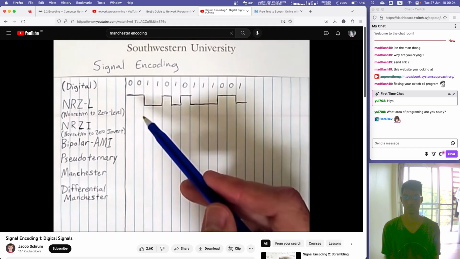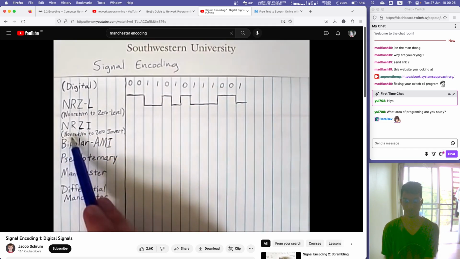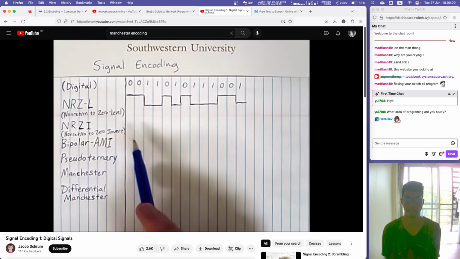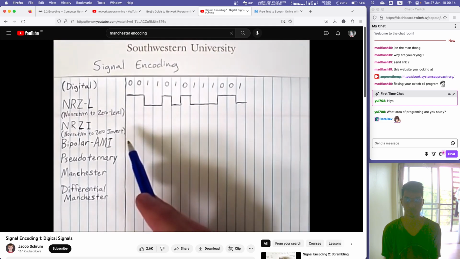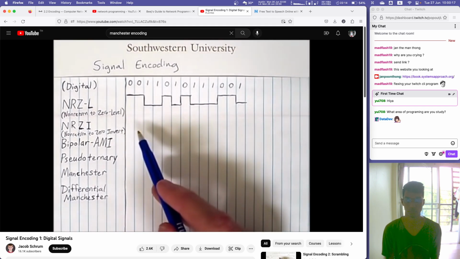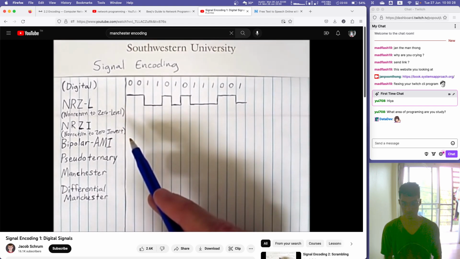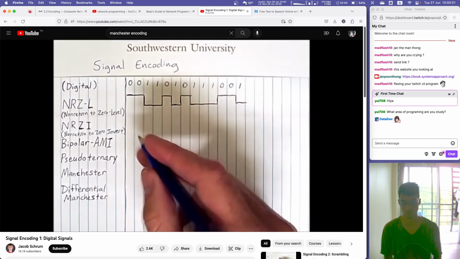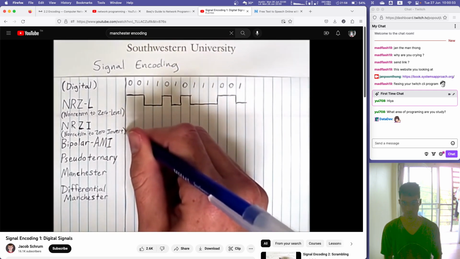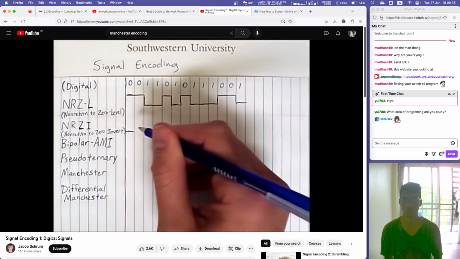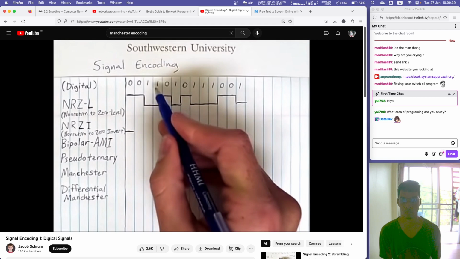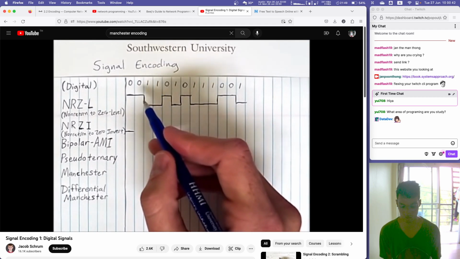The next encoding method, non-return to 0 invert, is an example of a differential encoding method. With this encoding method, it is not immediately obvious which bit we are encoding simply by looking at the signal, because each bit we encode will depend on the preceding bits. So we have to have some sort of starting point for this. So we'll assume that we start at the lower voltage level, but every time we encounter a 1, we will change the voltage level.